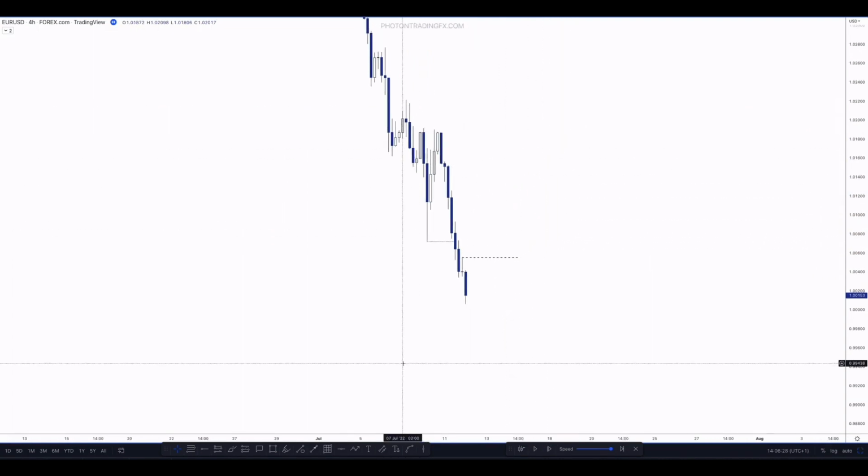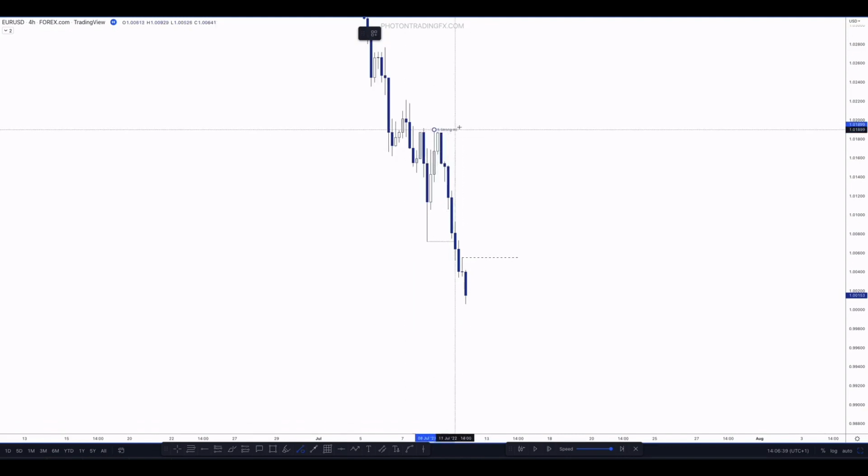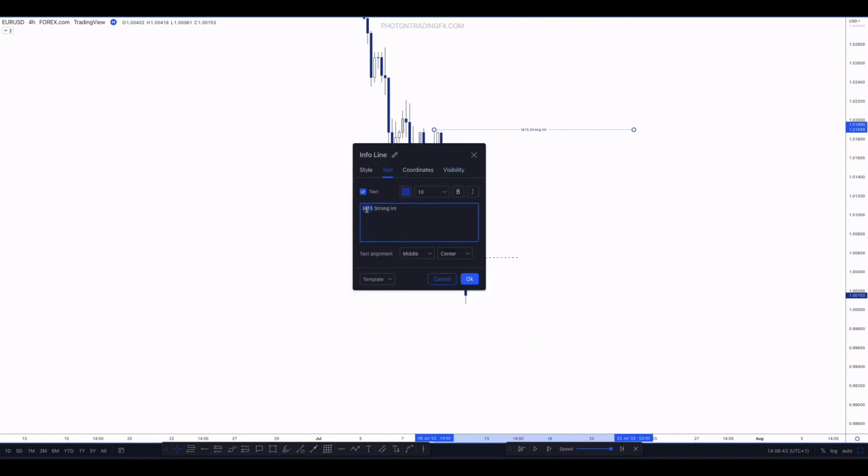Now what you can also do is you could draw lines out for, I don't have a template for the 4-hour chart, I don't think, no, but you can use this, you could draw that as your internal high, right? I'm just going to change this to 4H, bear with.